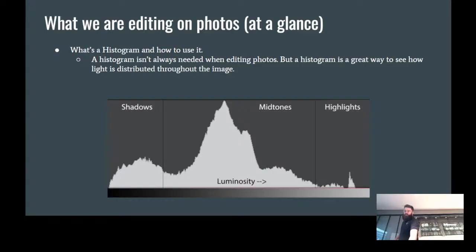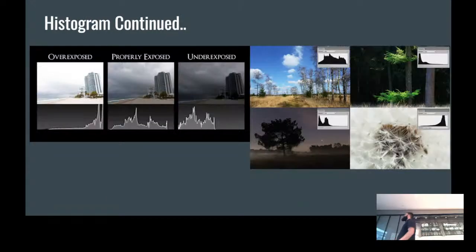But sometimes your histogram won't look that properly balanced. And on the left here, you can see an underexposed, overexposed, and properly balanced one, to see that even then the midtones are still the highest, but in this case, the highest points of light are the midpoint, and shadows are very low.